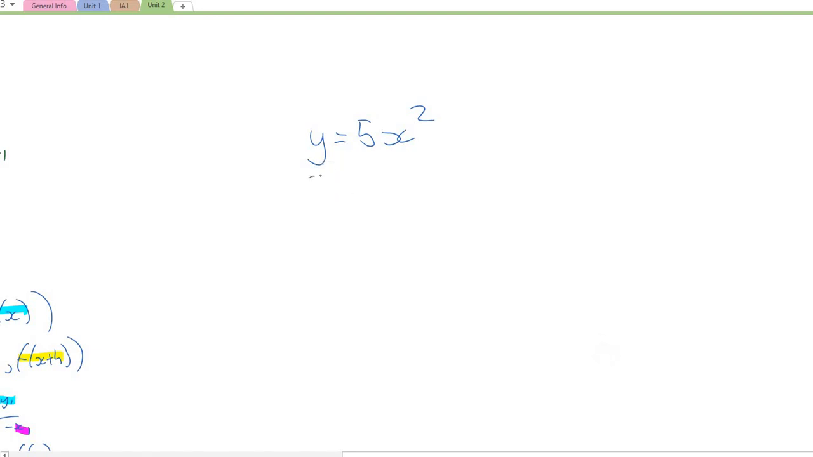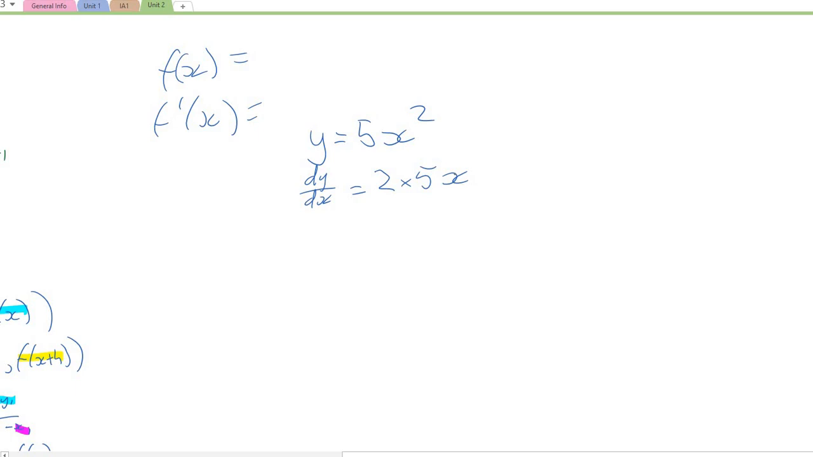You could also say dy dx equals is another way of saying y dash. I generally stick with y dash because it's easier. You could also, if I had said f of x equals, you'd say f dash of x equals. So this one, that would become 2 times 5x.